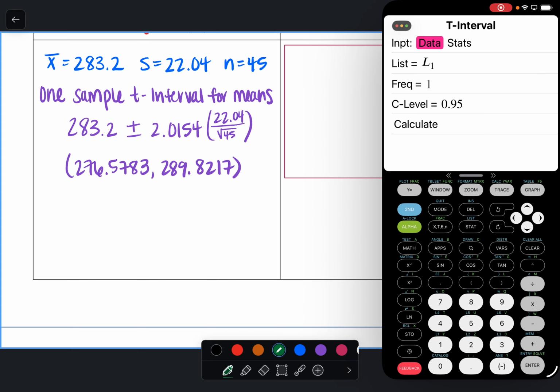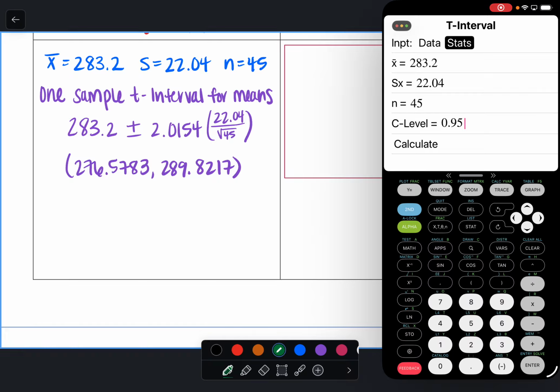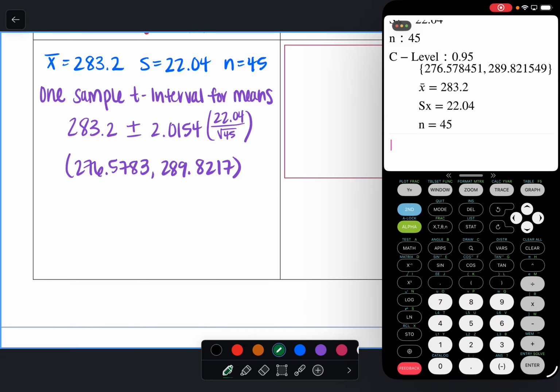Data would be like, I have a table of values that I put into L1 and then I want to run this test on that set of data. We have stats. They gave us summary statistics of their sample. So I'm going to go over to stats, and then it's going to ask you, what is your sample mean? What is your sample standard deviation? What is your sample size? What confidence level do you want? You plug that information into the t-interval calculator function, and then you hit calculate. It should give you your confidence interval as well as tell you what you plugged into the calculator.